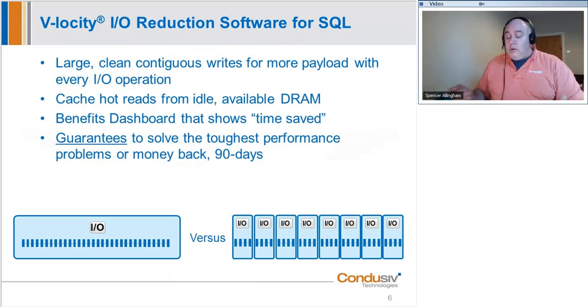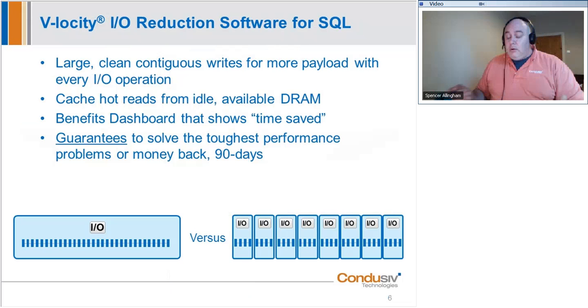So let's flip on to the next slide here, if I can hit the right, there we go. So this is kind of going over what I've just mentioned. We've got these large, clean, contiguous or unbroken writes for more data payload with every operation. We're caching those hot reads from idle available RAM.